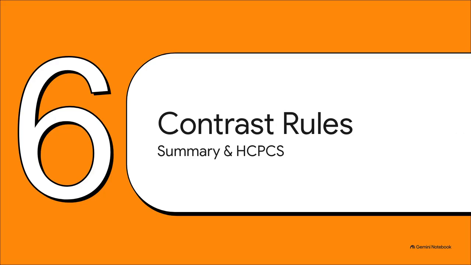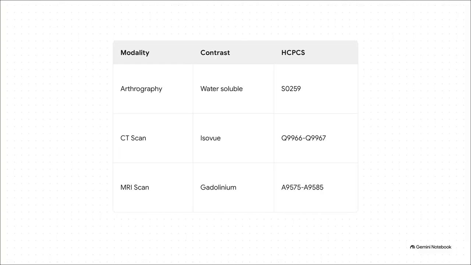Which brings us to our final section, Section 6, Contrast Rules and Clinical Summary. Now, on top of the CPT codes we've just covered, you also have to capture the specific contrast agents used, and you do that via HCPCS codes. For example, arthrography often uses water-soluble iodine, which you'd code as S0259. CT scans usually use agents like IsoView, which fall into the Q9966 range. And MRIs? They rely heavily on gadolinium-based agents, coded from A9575 to A9585.